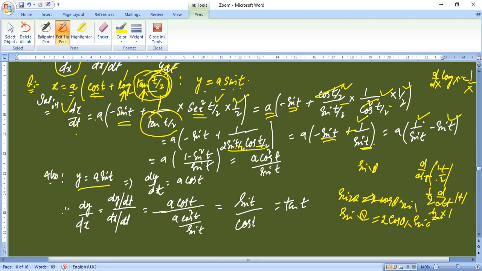Now do the cross multiplication. This is 1 minus sine square t. So 1 minus sine square t is cos square t divided by sine of t.